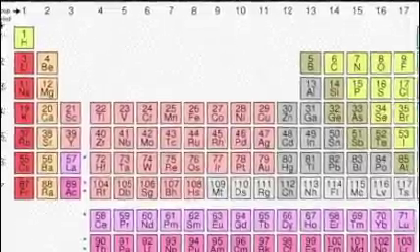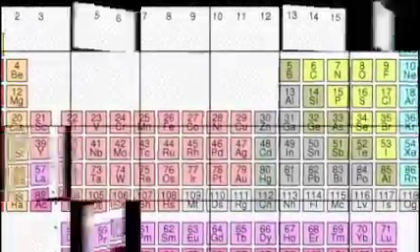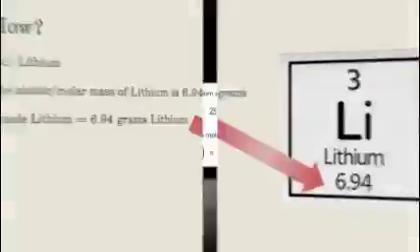Going from grams to moles, or moles to grams, we have to use the periodic table. Using the periodic table, we take the molar mass, or the atomic mass, of an element. For example, lithium has an atomic mass or molar mass of 6.94 grams. This means that 6.94 grams of lithium is equal to 1 mole of lithium.